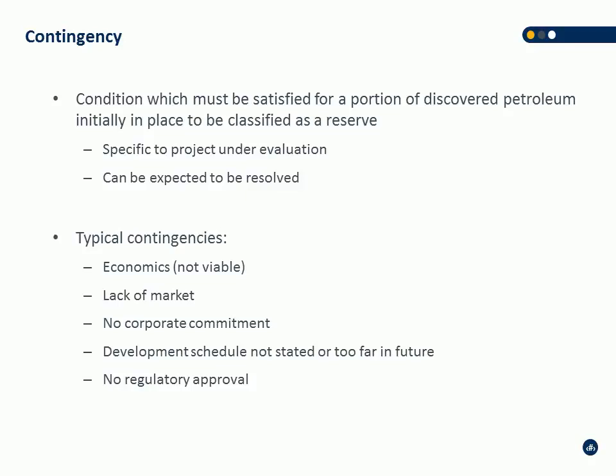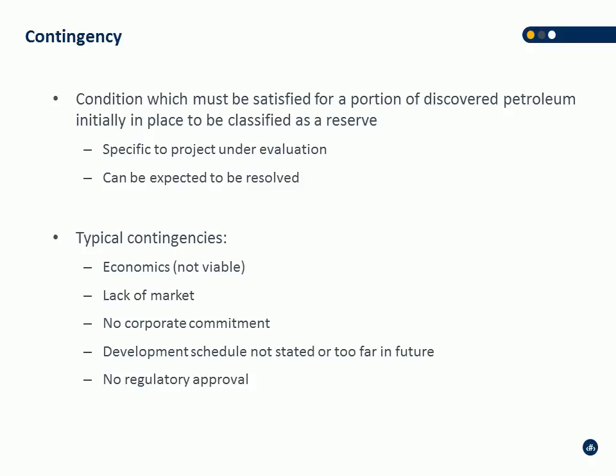If there's no expectation for the contingency to be resolved, then the volumes are either going to fall into unrecoverable or prospective. Typical contingencies: economics. A lot of times, if under current conditions future development or even production becomes uneconomic, it can't be classified as a reserve because it's no longer commercial, so it falls into the contingent resource bucket. Lack of a market: if you have nowhere to sell the asset, and no way to get the oil or gas to sales, that could be a contingency.